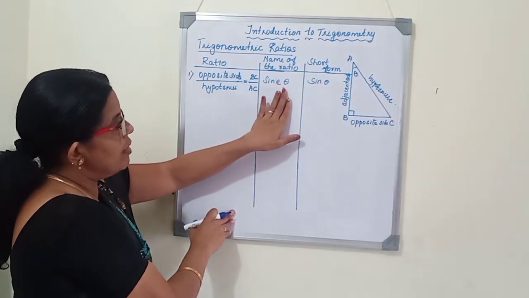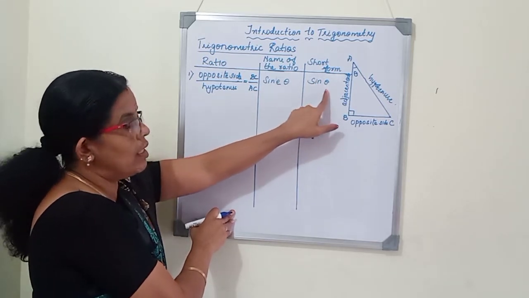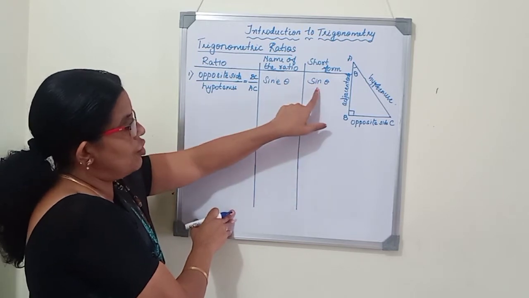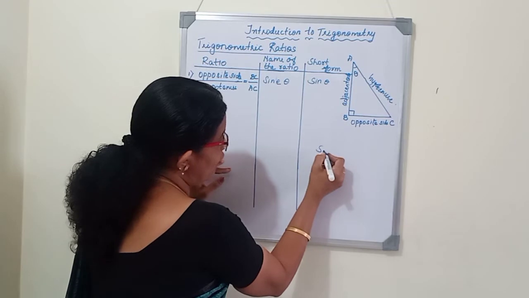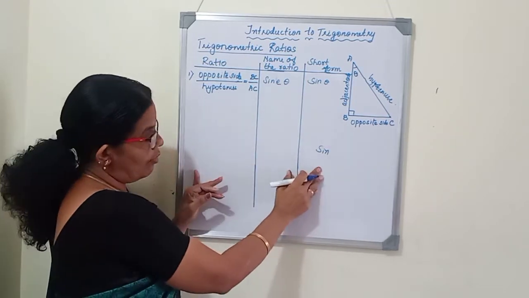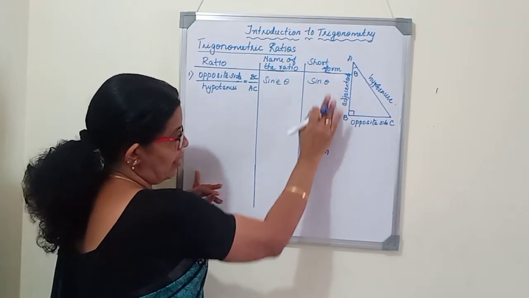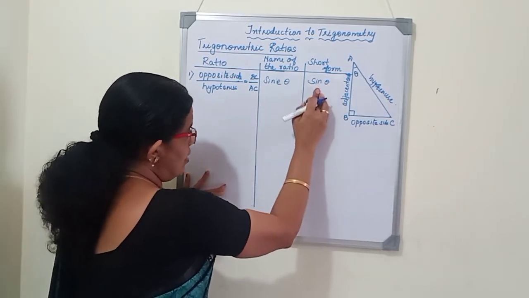If I write sin theta, the meaning is not sin into theta. Sin is one word and theta is another word. It's not like that. Along with these 6 ratios, we have to include theta. If you are not writing theta, simply if you write sin, there is no meaning for that. And that is not the product of sin and theta. Just sin theta, one angle. So opposite side by hypotenuse is sin theta.